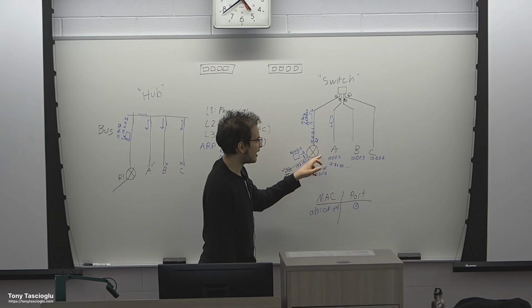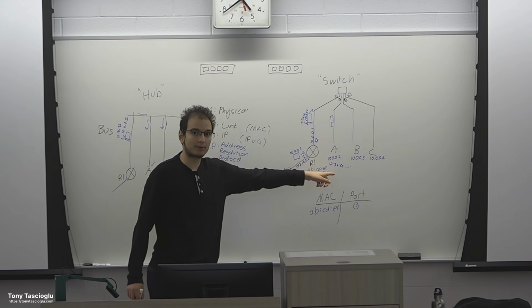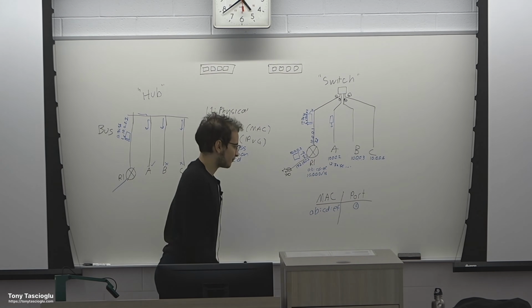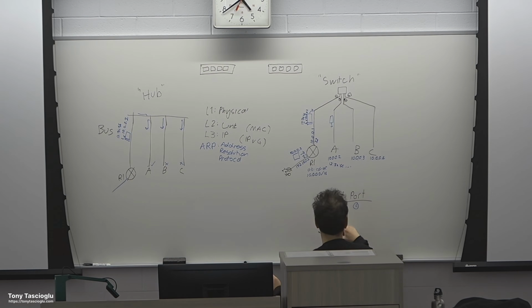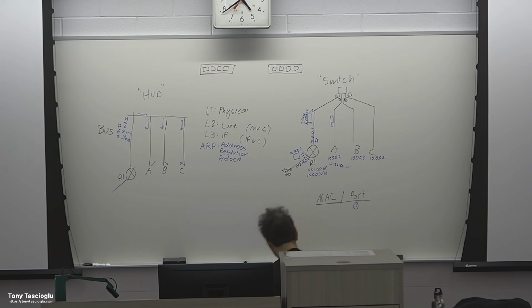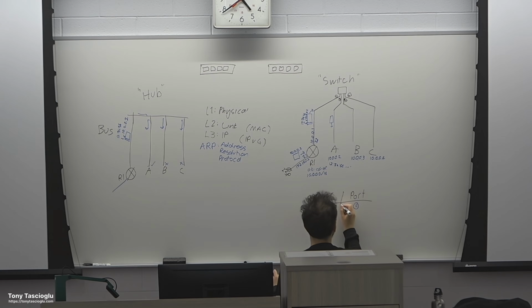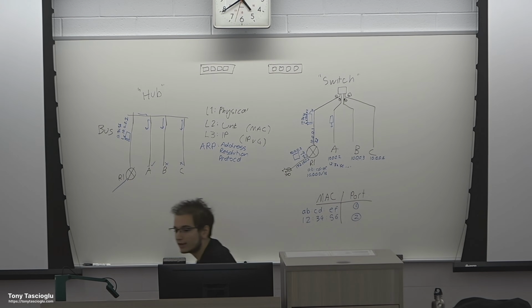But basically, when A then sent a reply, A's reply had A's MAC address. So what happened here? Oops. And I just painted on my t-shirt with the marker. A sent a reply from 1, 2, 3, 4, 5, 6. And so the switch now knows, and it has learned what port A is on. So there you go. That's how the switch knows.